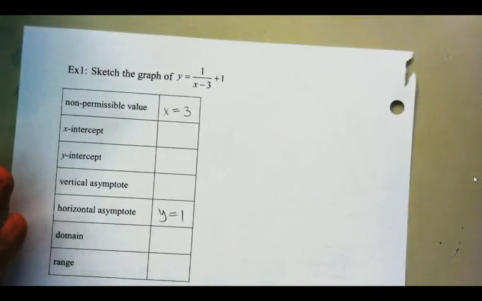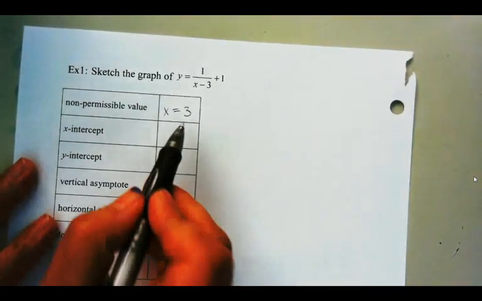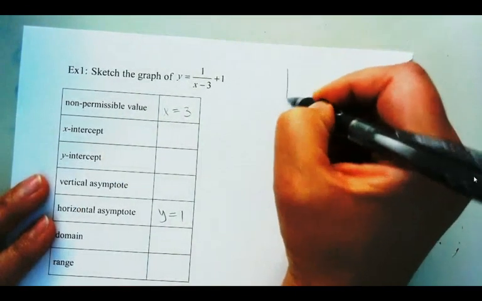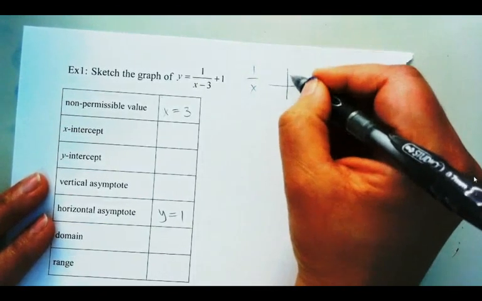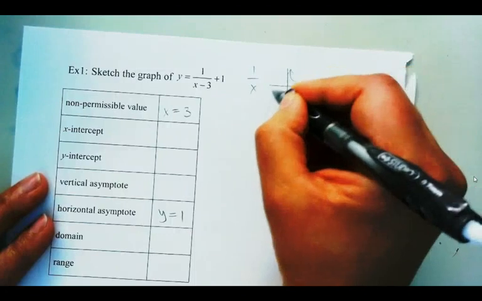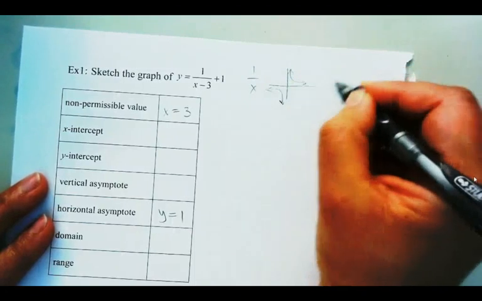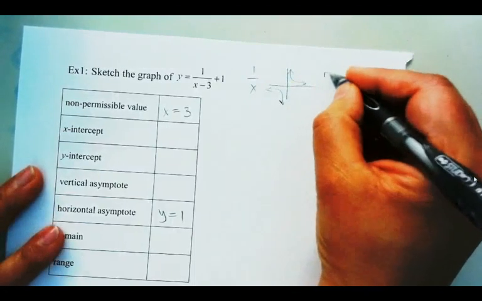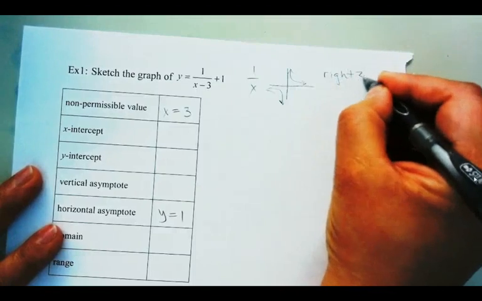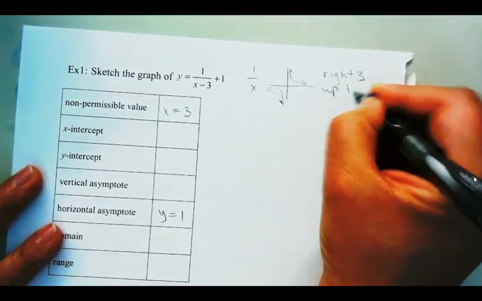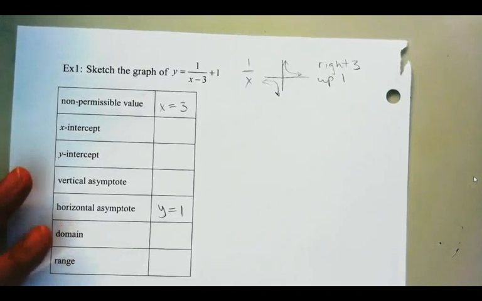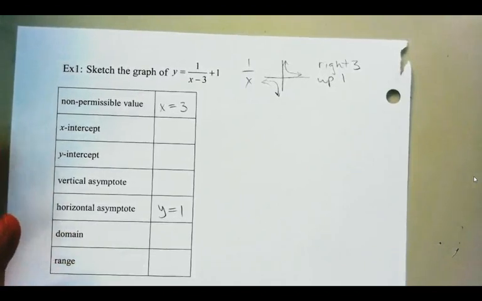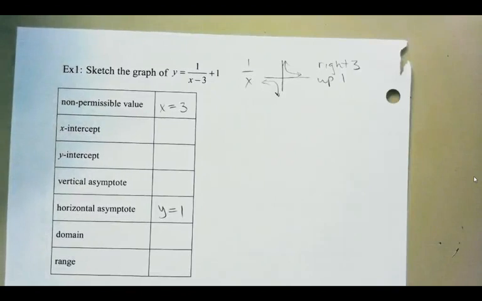Now, our 1 over x parent graph used to look like this, right? And we know that it has gone right 3 and up 1, and that's exactly what our asymptotes did as well. We can see that by our graph. Now let's figure out some finer details.